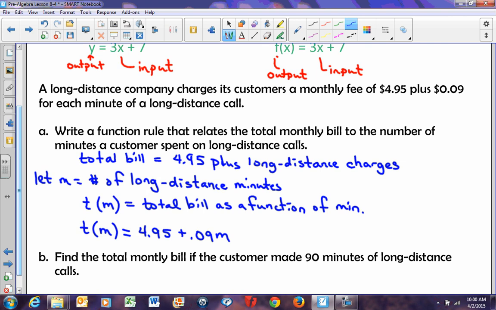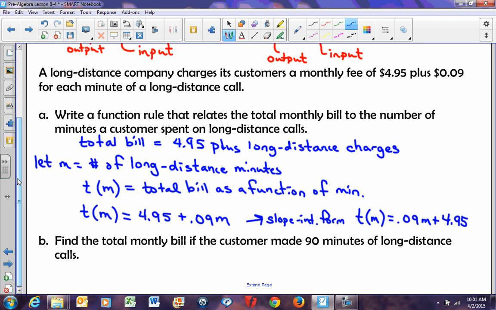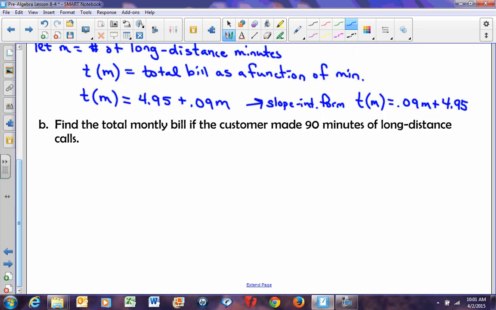Now, if we want to put it in slope-intercept form, because slope-intercept form is the form we're used to writing things in, okay, so slope-intercept form for the same equation would be T of m equals 0.09 m plus 4.95. Is one equation more correct than the other? No. It's just probably a good idea to get into the habit of writing things in slope-intercept form, because it's a really handy way of being able to graph things quickly and be able to look at things quickly.